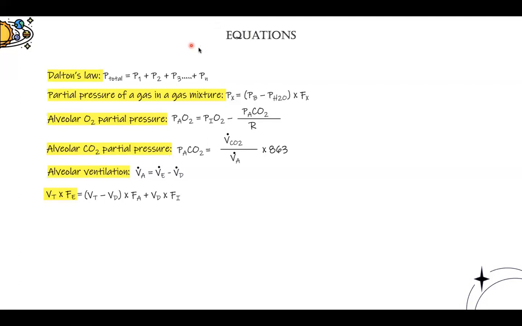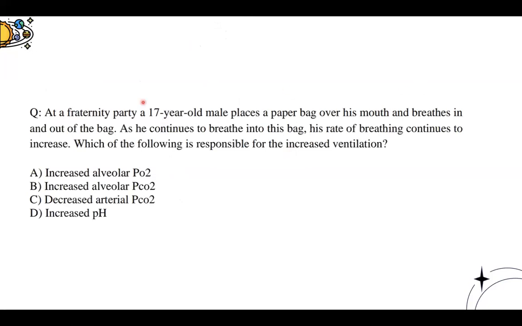Okay, so let's solve a question now. At a fraternity party, a 17-year-old male places a paper bag over his mouth and breathes in and out of the bag. As he continues to breathe into this bag, his rate of breathing continues to increase. Which of the following is responsible for the increased ventilation? It's a pretty straightforward question. Okay, you already got an answer: B. Do you have any other answers? It's okay if you're wrong, just say it. Don't worry about it. B, okay. One more.